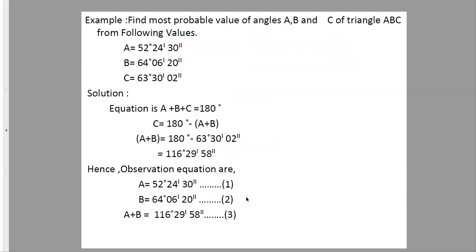Another question is, find most probable values of angles A, B, and C of a triangle ABC from the following observed values. Okay, we need to find out the most probable value. So first we'll calculate what is the error in these readings. These all are the values of a triangle, so their sum must be 180. So this is how we'll start. We'll first add them, and they must be 180.